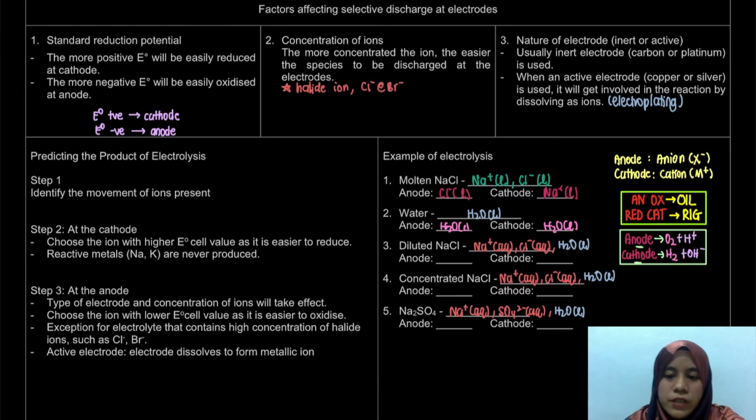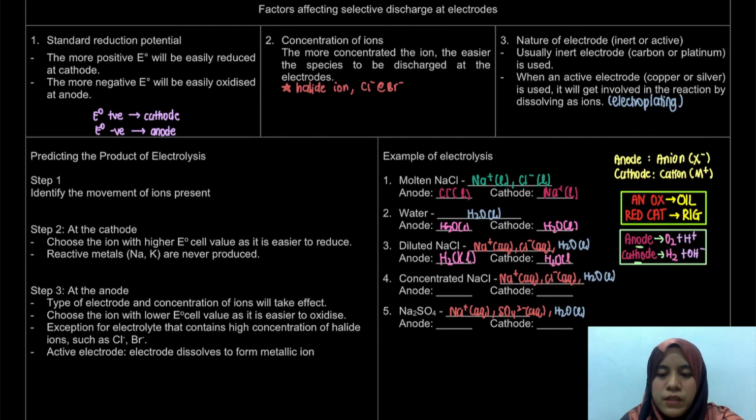Okay, for the diluted NaCl, so it's quite a lot of choice. It's not quite a lot, it's just that you have another choice. Here, for the species to be selected at the anode and cathode, it actually depends on several factors. For the diluted one, it's the same as the case of water. So we're going to choose on both sides the H2O liquid.